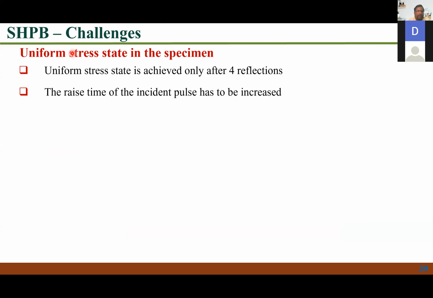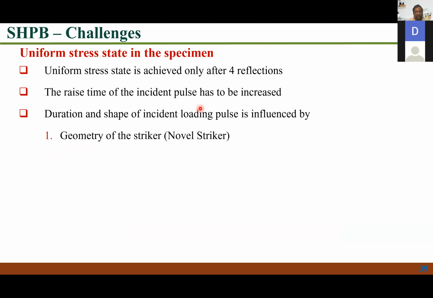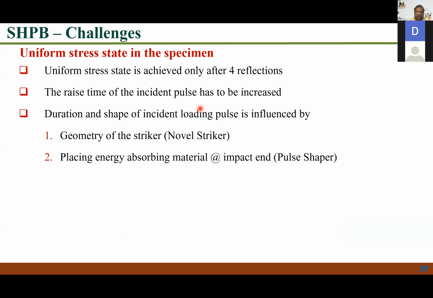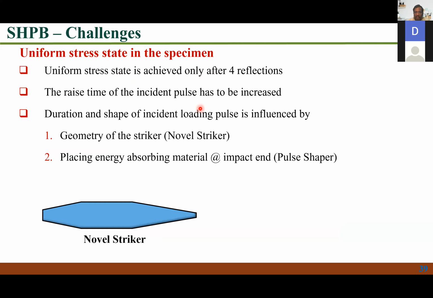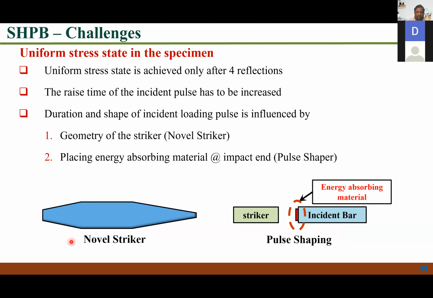Also, the rise time of the incident pulse has to be increased. The duration and shape of this incident loading pulse are usually influenced by the geometry of the striker, a novel striker, or you have to put some energy absorbing material at the impact end. That's what we call a pulse shaper. So we have this novel striker. Basically the striker can be the same as the bar diameter.